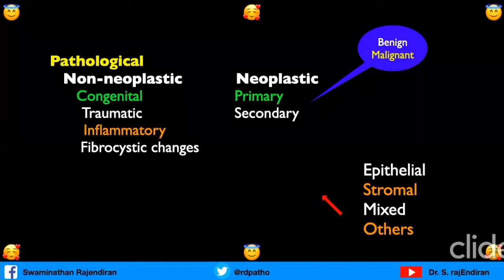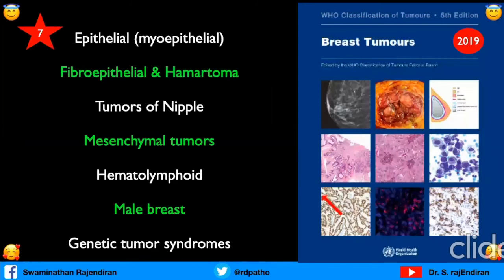So now you can see how the disease can be approached clinically, radiologically, and pathologically. And WHO, I cannot say the recent, but this is the edition available now, 2019, 5th edition, breast tumors. It divides the breast lesions into 7 major categories: epithelial, which includes myoepithelial also, fibroepithelial and hamartomatous tumors, tumors of the nipple, mesenchymal tumors, hematolymphoid tumors, tumors of the male breast, and, as in all the recent WHOs, genetic tumor syndromes.